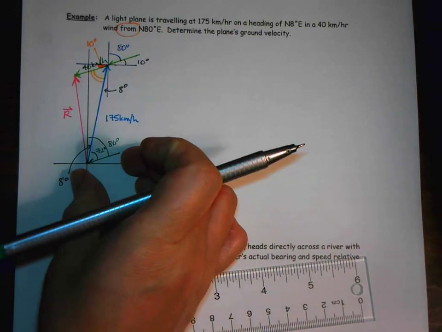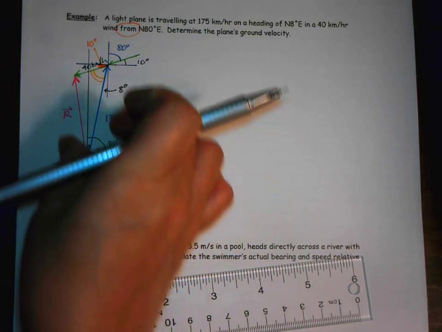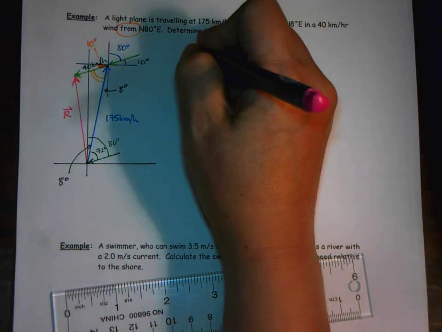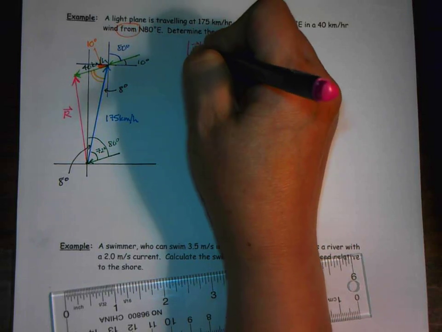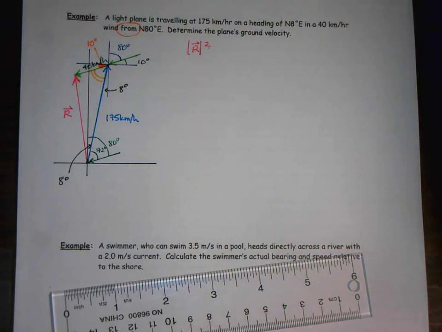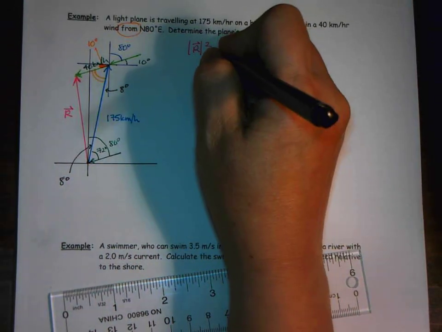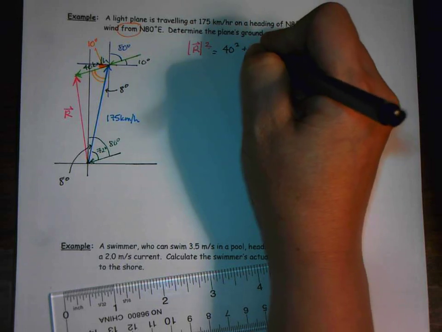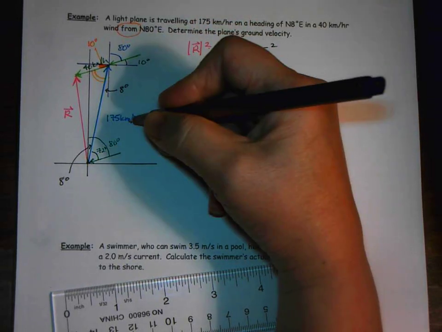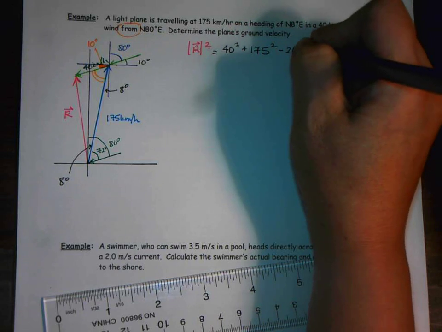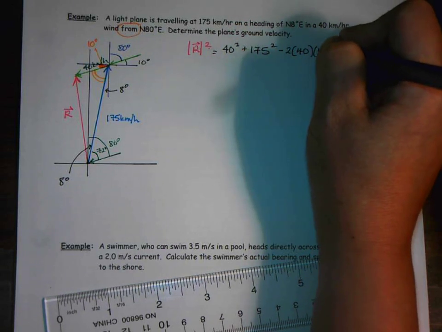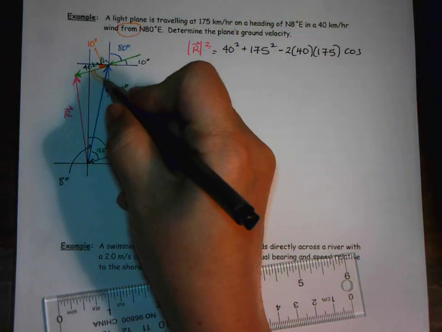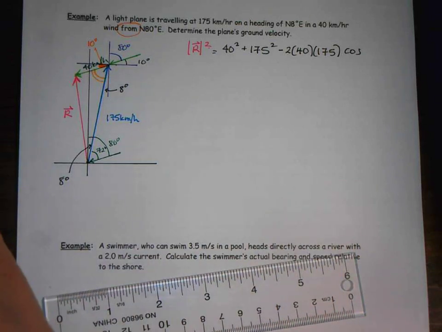Of course, if you were to draw your vector over here, you would still have to move it up here. So let's take a look at the calculations for the resultant. Again, the magnitude of r squared using cosine law is equal to 40 squared plus 175 squared minus 2 times 40 multiplied by 175, and then the cosine of this angle here, which we established was 72 degrees.